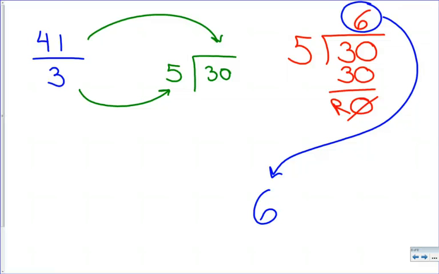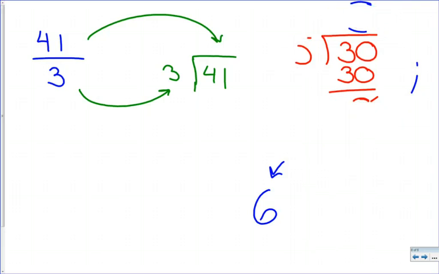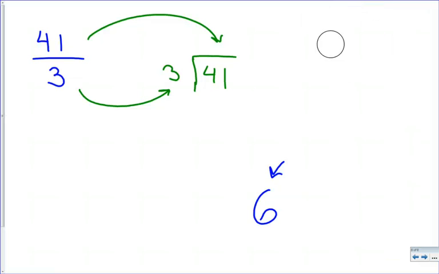Those aren't going to work out as nicely, but the same thing applies. The 3 goes here. The 41 goes here. Let's redo that division now, and watch how this goes. So 41 divided by 3. How many times does 3 go into 41? Well, we can do this a little bit longer.